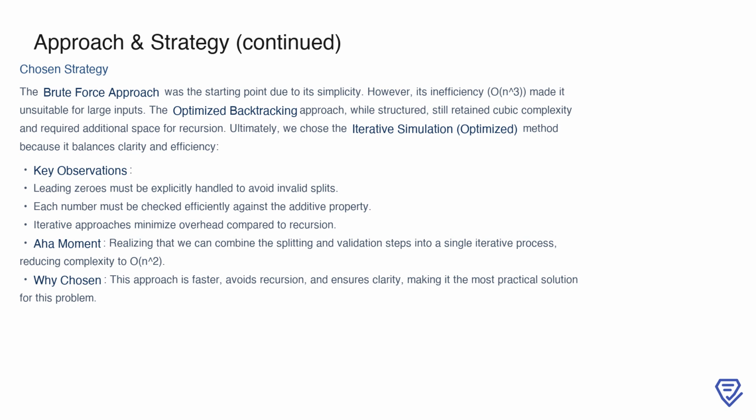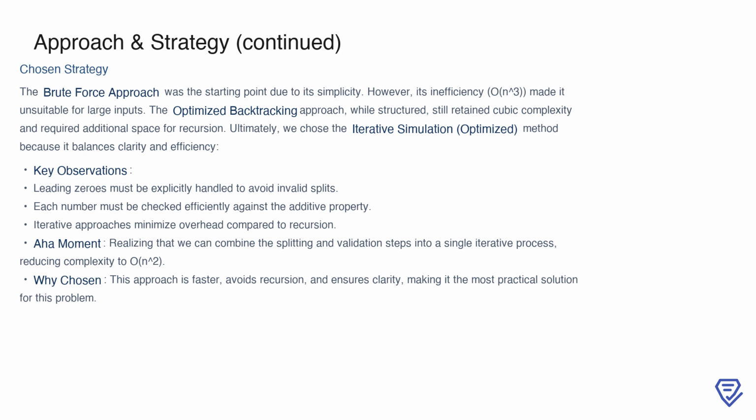The brute force method served as a helpful starting point due to its simplicity, but its inefficiency made it unsuitable for larger inputs. Optimized backtracking, while more structured, still retained cubic time complexity and introduced additional space requirements. The iterative simulation approach stood out because it balances clarity and efficiency, reducing the time complexity to O(n squared), and avoiding the overhead of recursion.